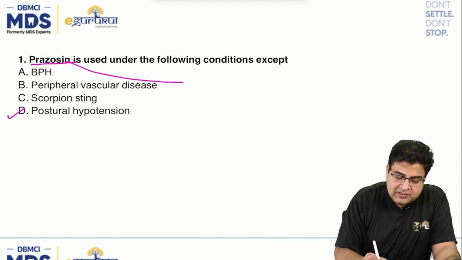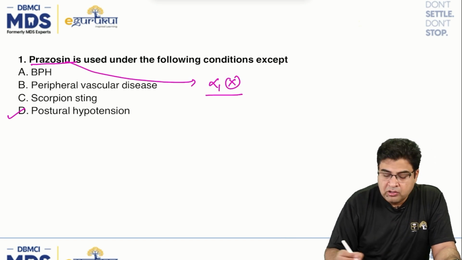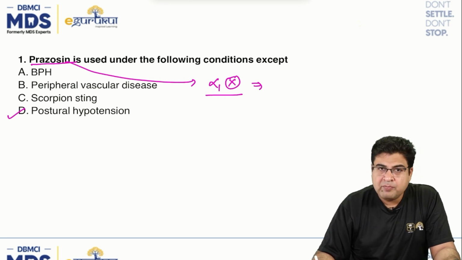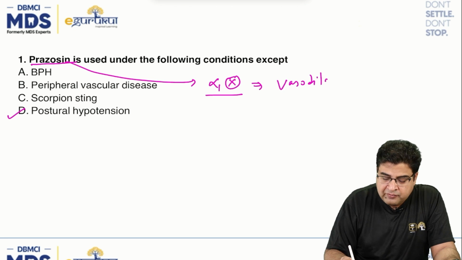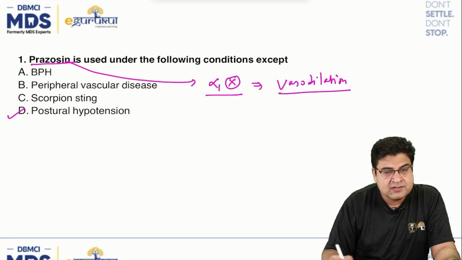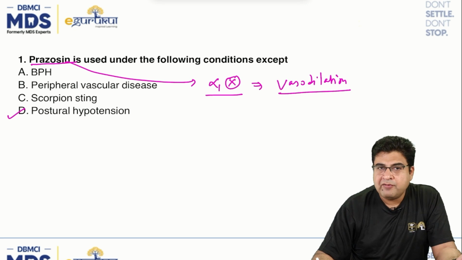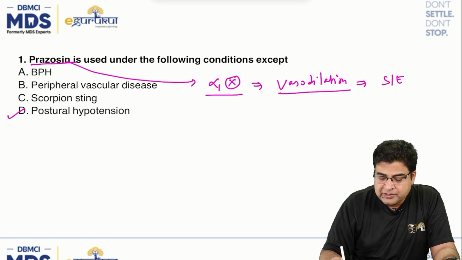Prazosin is a medicine. This medicine is an alpha-1 receptor blocker. Now, alpha-1 receptor is present on our blood vessels. So, whenever we block the alpha-1 receptor, the blood vessels get dilated. Alpha-1 receptor present on blood vessels will maintain the tone of the blood vessel. So, if I block the alpha-1 receptors, the blood vessels get dilated, and therefore, one of the important side effects of this medicine is hypotension.